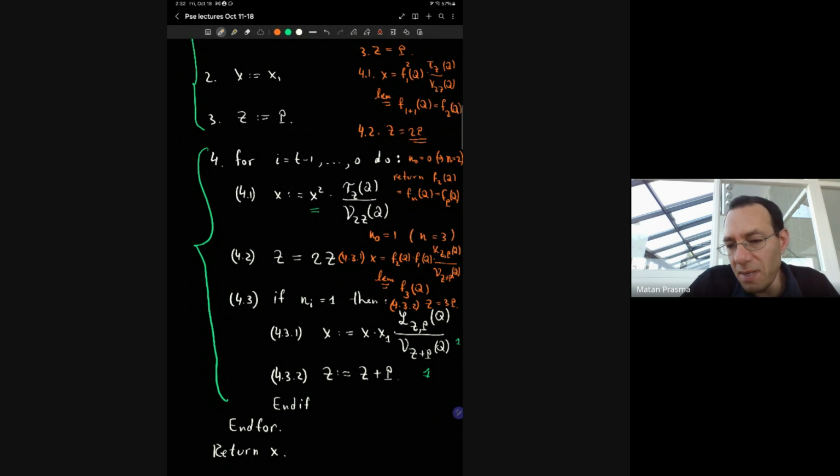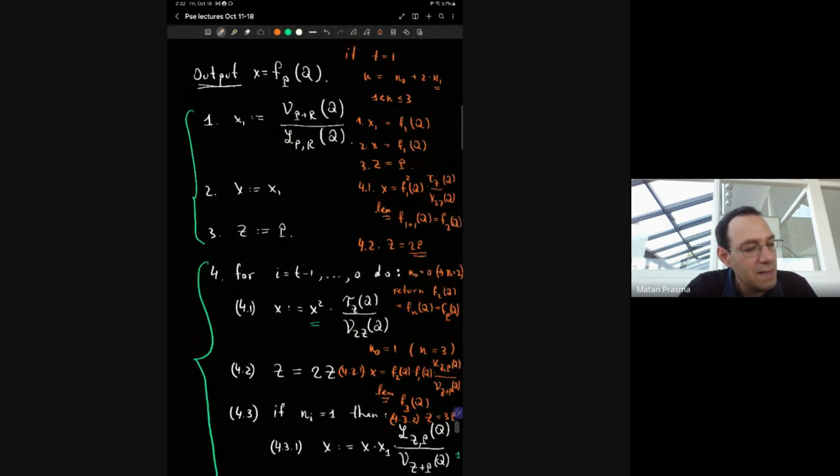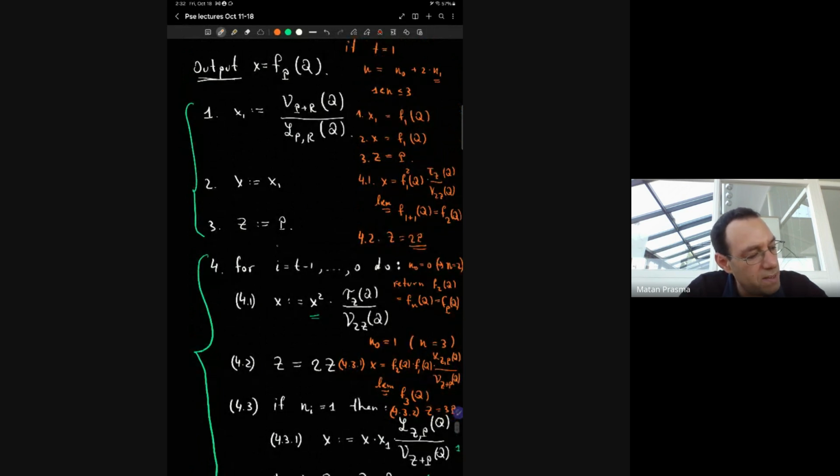I think it's not very enlightening to do it. It's a bit of a formal game. But what you need to understand is that in all the steps before the for loop, I just get all the time the same thing. I get x and x1 to be f1 of q, and z to be 2p.